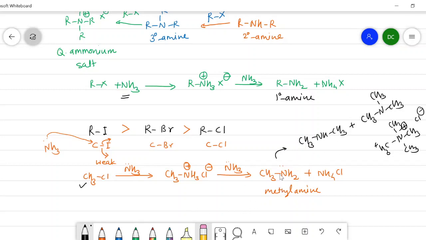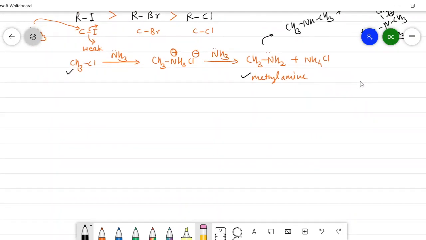So this type of mixture of products is obtained when CH3Cl is in excess. And if the ammonia is in excess, we get only methylamine as a product. Now we will see the disadvantages of the ammonolysis reaction. From this discussion, it is clear that ammonolysis is not a selective reaction because it doesn't give a selective product, and it is an inefficient one.